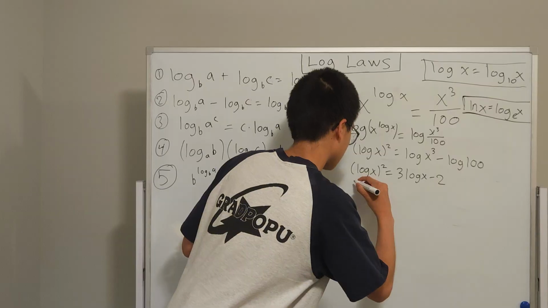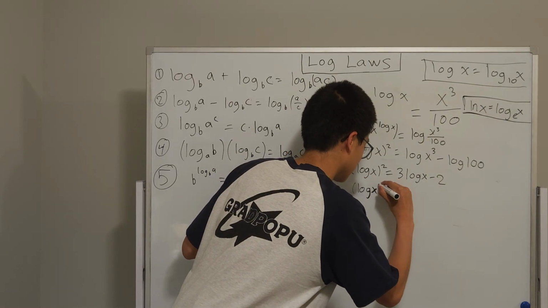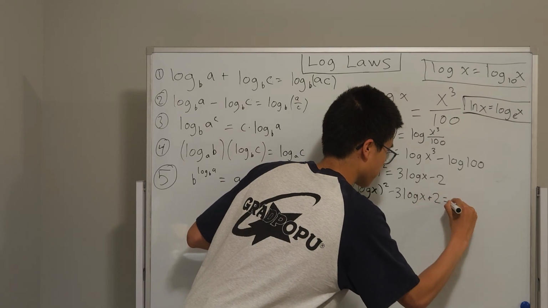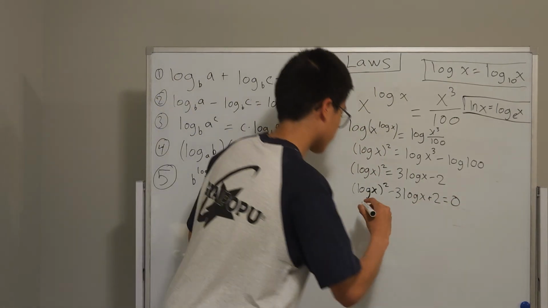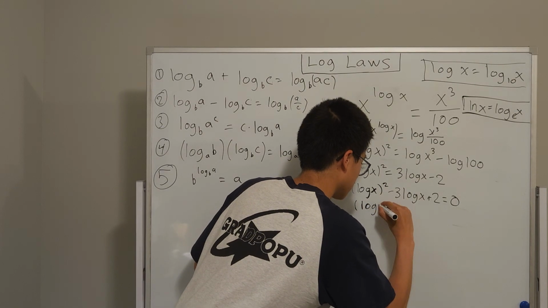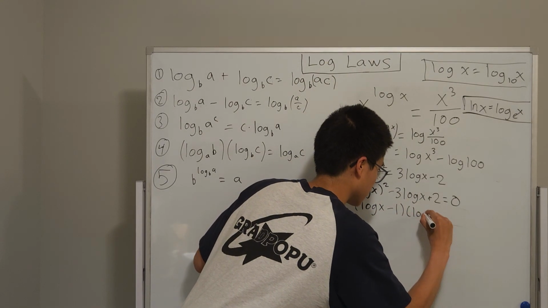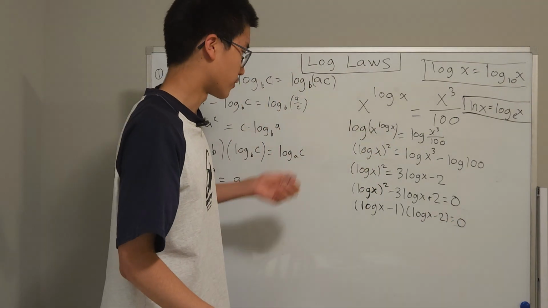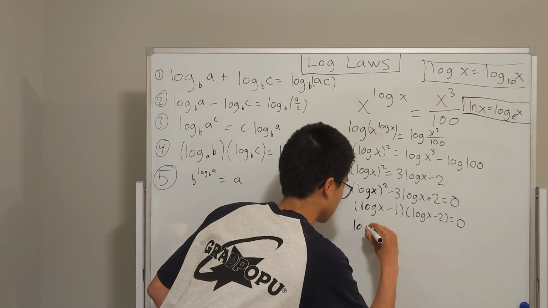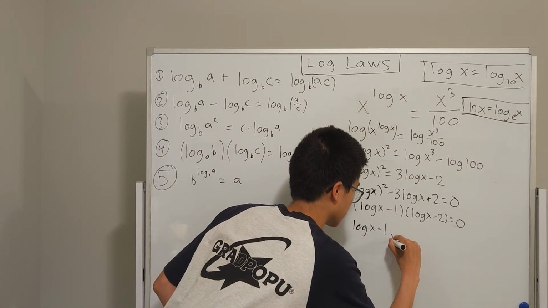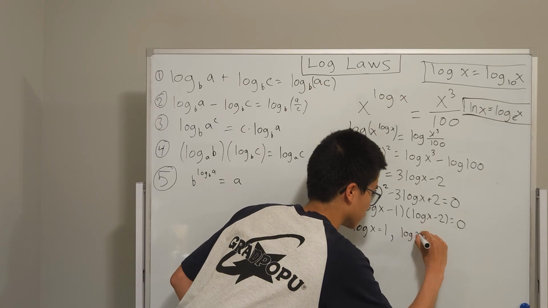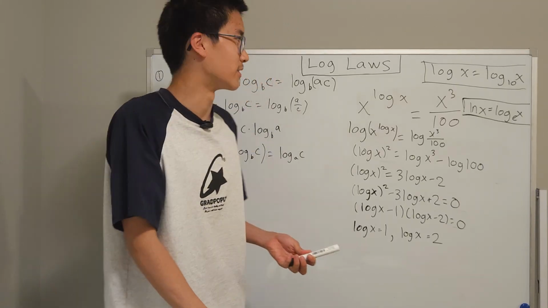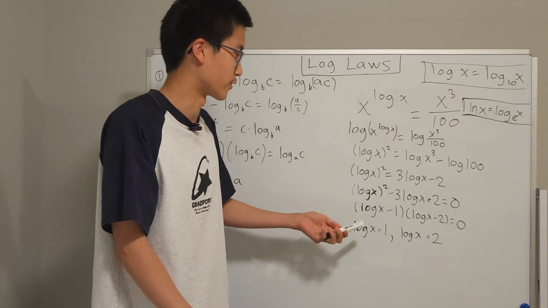However, right here, let's first move everything to one side. And then after that, we factor. And we solve for log x, right? So log x equals 1, we also have log x equals 2. However, we are not done. Remember that we are actually solving for x. We're not solving for log x.